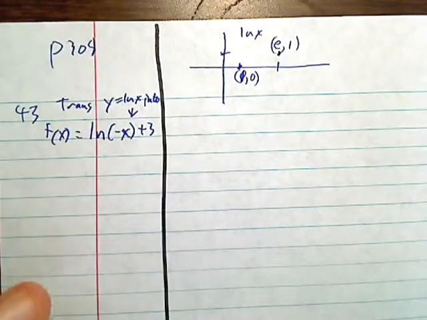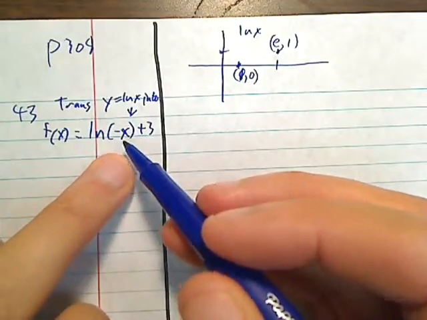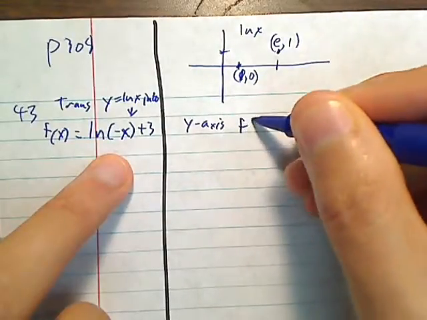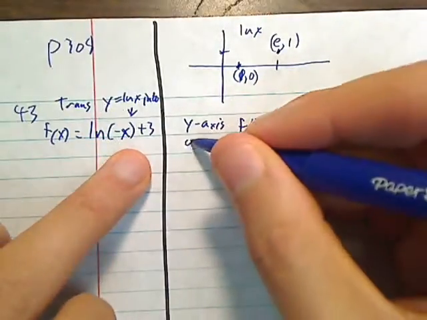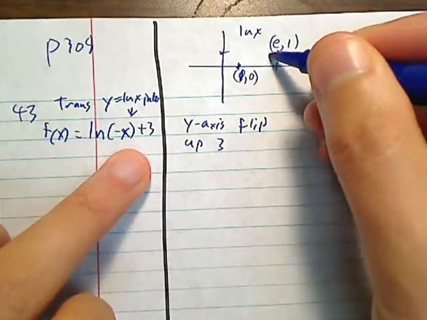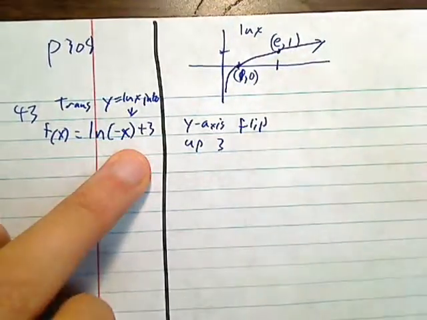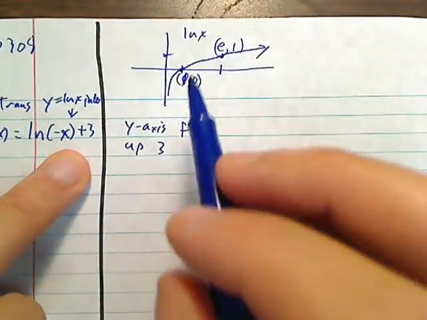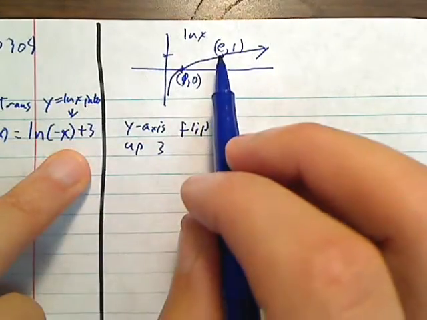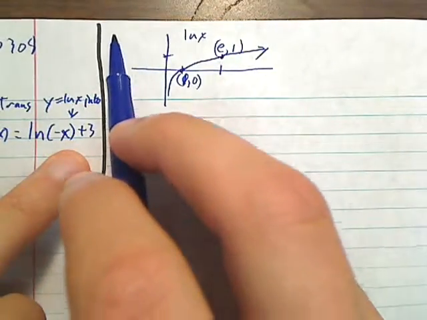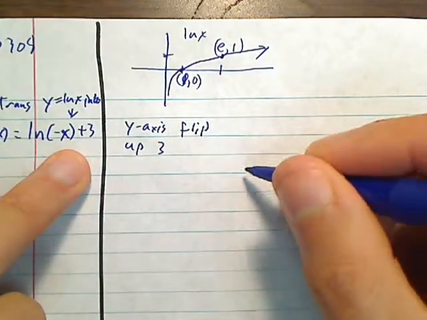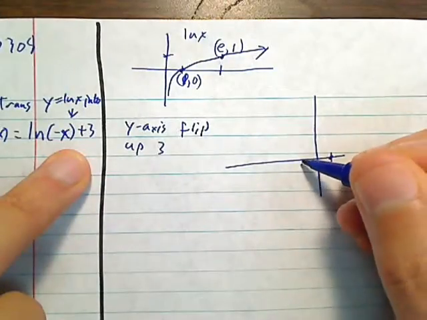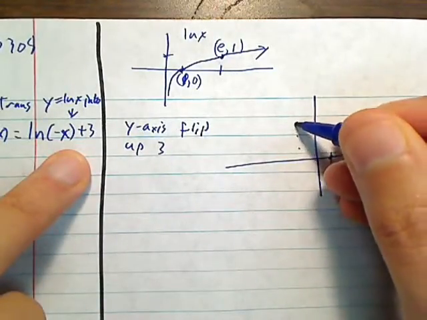Okay, we're back. Let's see how you did. A negative at the x is a y-axis flip. Plus 3 at the end is up 3. That's my graph. Let's go ahead and sketch this. A y-axis flip will put both those points on the other side, and then up 3. So this point at (1, 0), flip it over and then move it up 1, 2, 3.